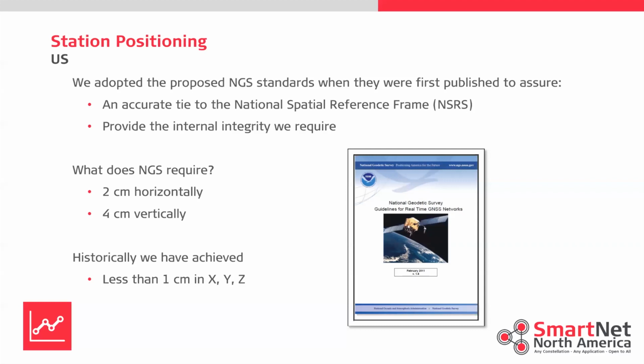This is what we've been doing for a long time, and this is one of the reasons that we're here today, because it does require, if we're adopting this, us to tie within 2 centimeters horizontally and 4 centimeters vertically to the NSRS. Historically, we've achieved a tie less than a centimeter X, Y, and Z in the Cartesian space, and to make sure we continue to tie well to the NSRS with this new reference frame or this new realization that's been adopted is the reason that we need to do a broadcast coordinate update. And again, we'll talk about that in excruciating detail as we go.